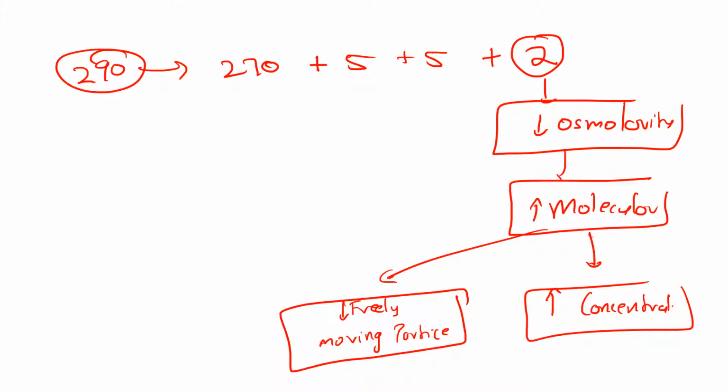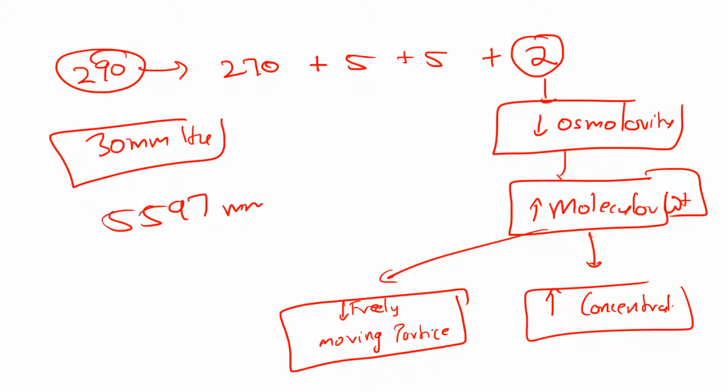So the molecular weight is very high, which will lead to high concentration, but it is having very less freely moving particle, because of which it is having low osmotic pressure. Up to 2 is the osmolarity which is contributed by the proteins. Now 2 is the osmolarity contributed by the proteins, and it exerts a pressure up to about 30 millimeter of mercury.